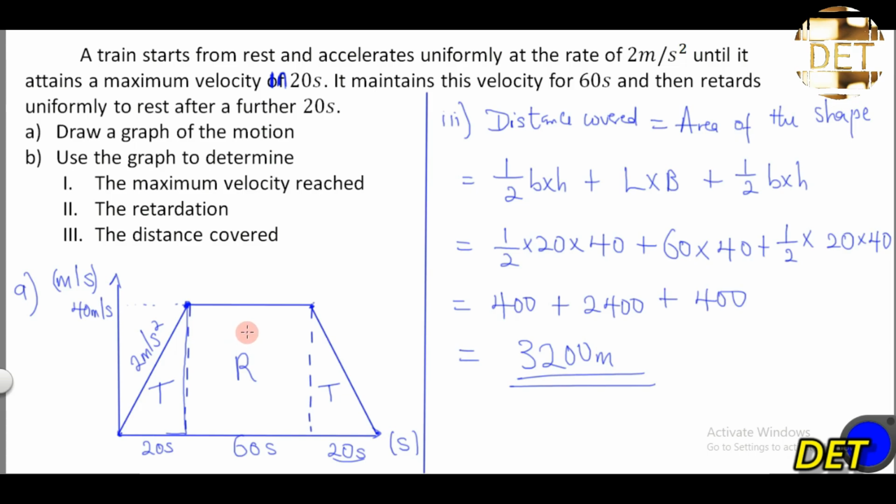The very important thing that you should know here is that the distance that is traveled is equal to the area of the shape of the graph. And we have three shapes here: a right angle triangle, a rectangle, and a right angle triangle. So the area of these various shapes will give you the total distance that is covered.